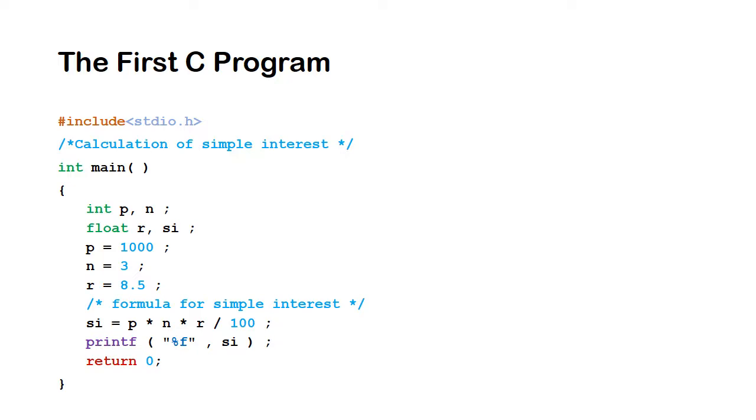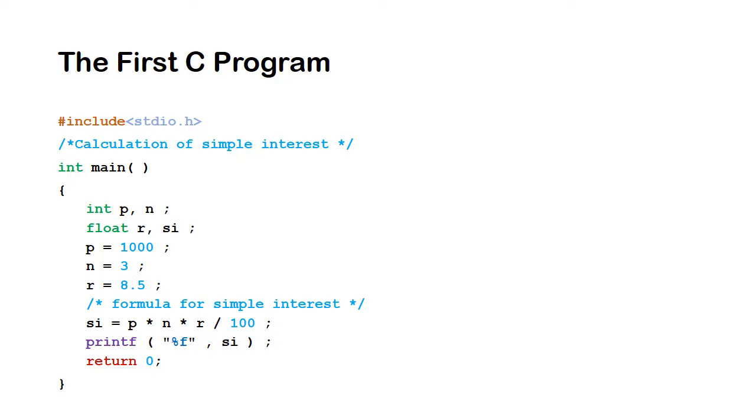Then we have this comment over here. This comment is not compiled by the compiler, but it is used for the understandability of the user only, so that when you look at your program next time, you are able to understand what the program is doing. Or if someone else wants to read your program, he or she may be able to understand what the program is doing. So I provided a comment over here, that is, calculation of simple interest. So this gives me an idea that this program is going to do the calculation of simple interest.